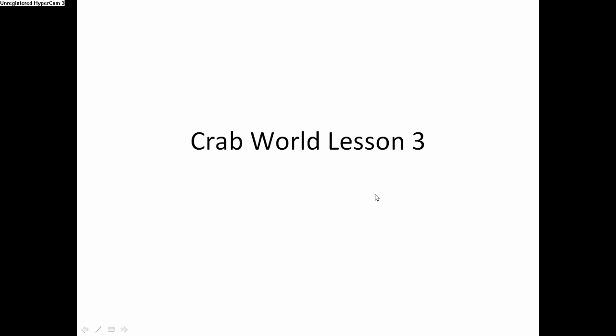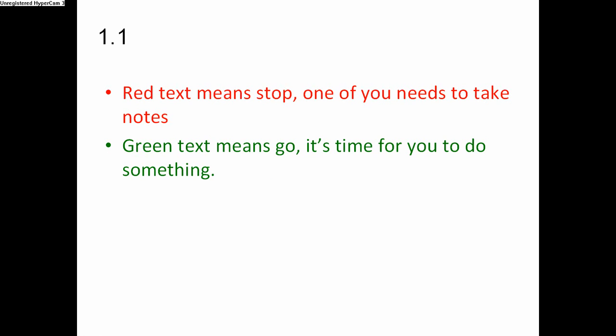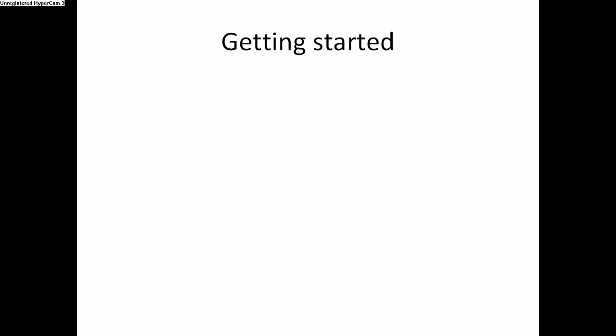Ladies and gentlemen, we're going to do Crab World Lesson 3. We're doing Chapter 3. Okay, and as usual, red text means stop, and you need to take notes. Green text means it's time for you to actually do something.